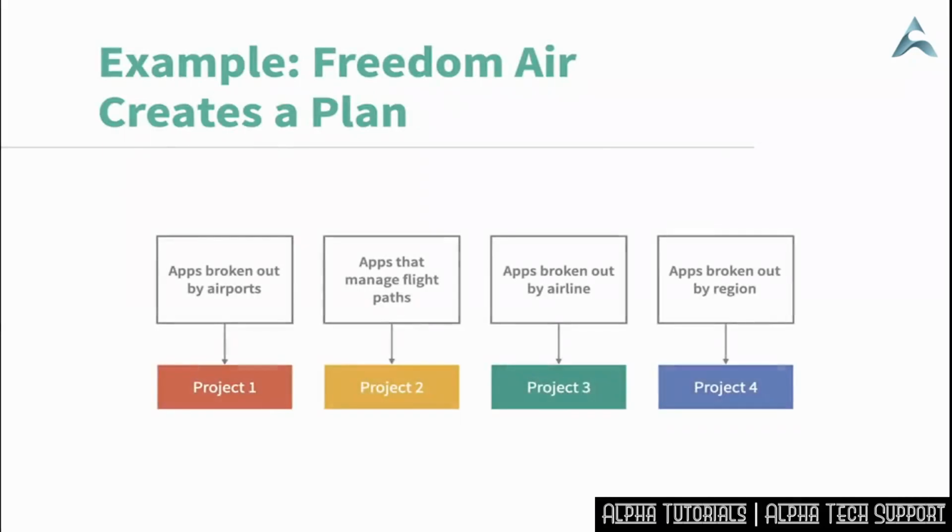When Freedom Air planned out their project structure, they decided to separate projects out by housing applications for airports in Project 1, for flight paths in Project 2, for airlines in Project 3, and for regions in Project 4. This way, they gave access to clusters following current data structures. Let me show you how easy it is to begin creating a project structure in Capella.